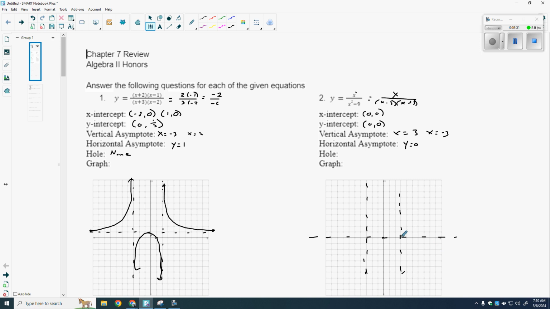Think about when x is bigger than 3. How about 4, 5, 6, 10? If x is bigger than 3, this is positive, right? 5 minus 3 is positive. If this is bigger than 3, this is positive. If this is bigger than 3, this is positive. I have all positive values. My graph is up here.